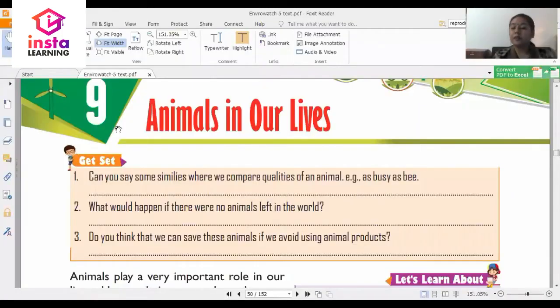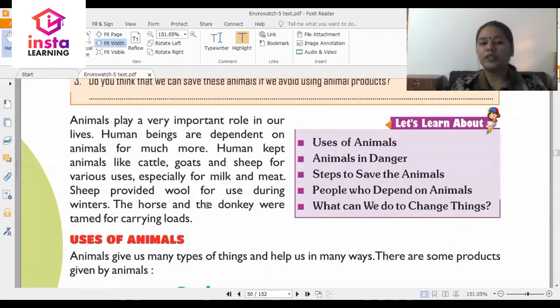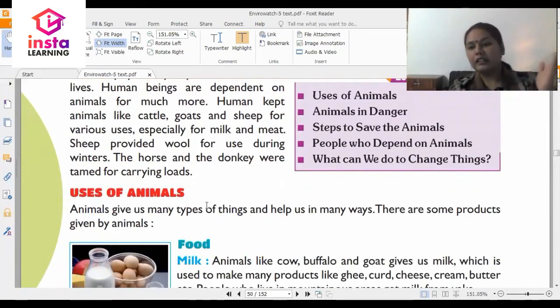This is chapter number 9 and the name of the chapter is Animals in Our Lives. So let us start reading this chapter. Animals play a very important role in our lives. Human beings are dependent on animals for much more. Human beings keep animals like cattle, goats, and sheep for various uses, especially for milk and meat. Sheep provides wool for use during winters, and horses and donkeys, in the past or even today in some places, are used for carrying heavy luggage.